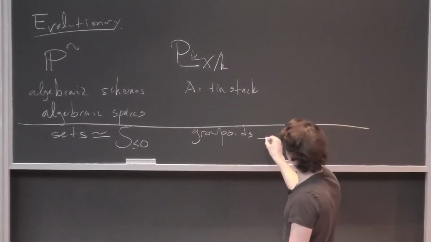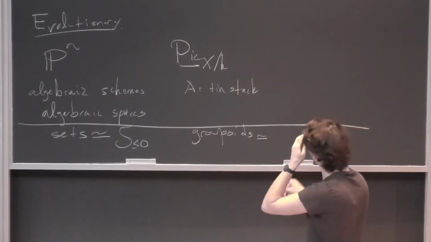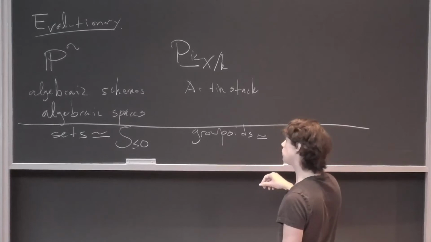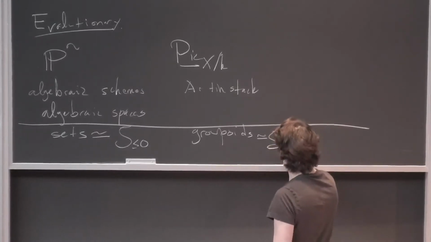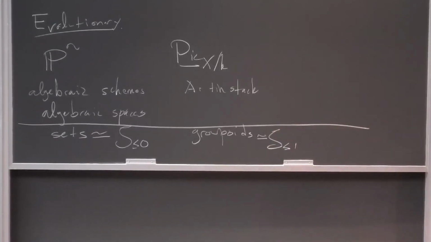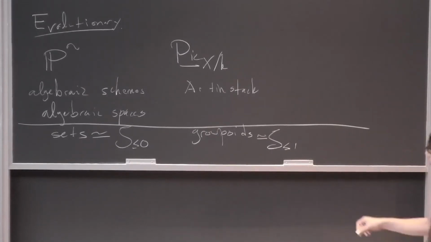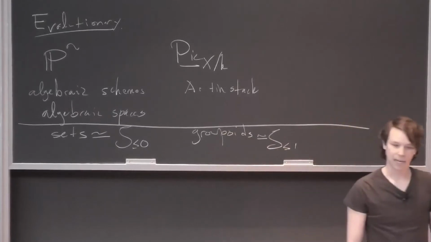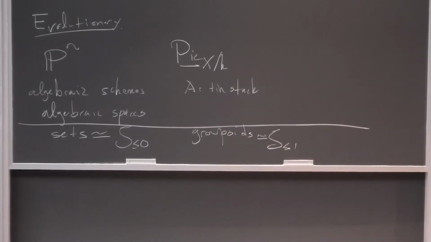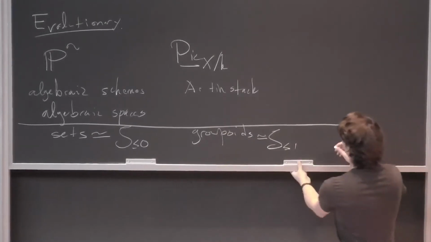Groupoids is equivalent to, say, as a 2-category, spaces S_{≤1}. So if you give me a space, I can spit out its fundamental groupoid. The objects of this category are points, and then the morphisms are homotopy classes of loops and so forth. And so there's an equivalence of categories here. And now, you might wonder, can we continue on to the right? And so that's the content of higher stacks.